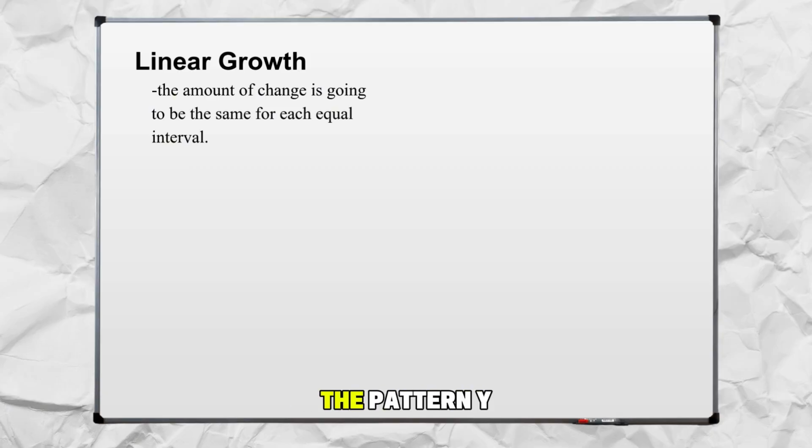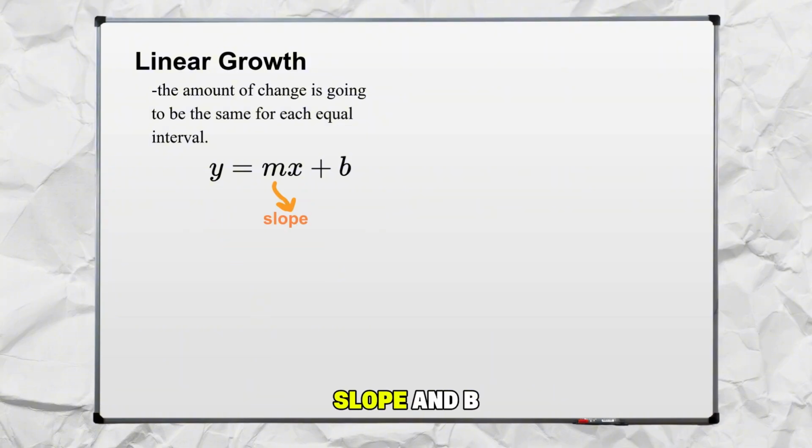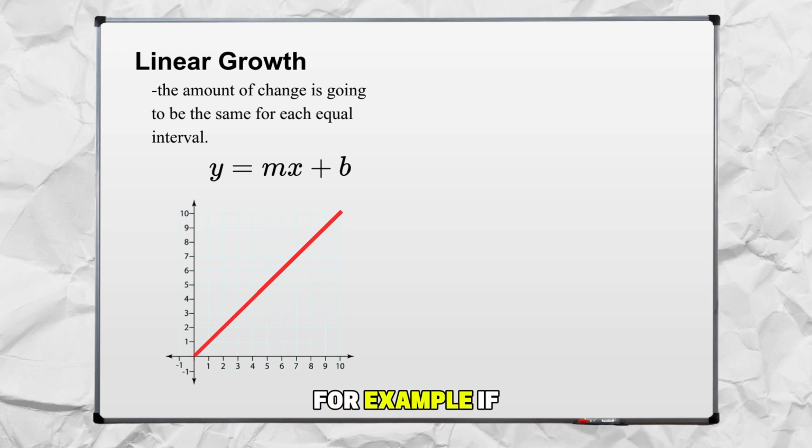It's going to follow the pattern y equals mx plus b, where x and y are the independent and dependent variables, m is our slope, and b is our y-intercept. It's always going to be a straight line when we graph it. For example, if we say earning $15 per hour, that means every hour we're going to get exactly $15.